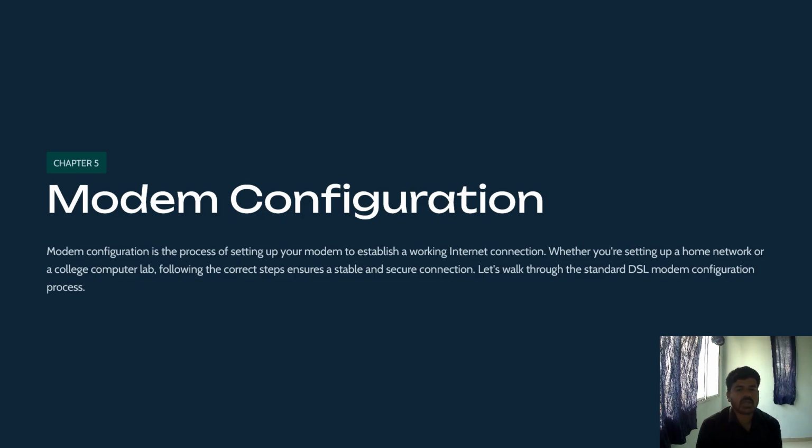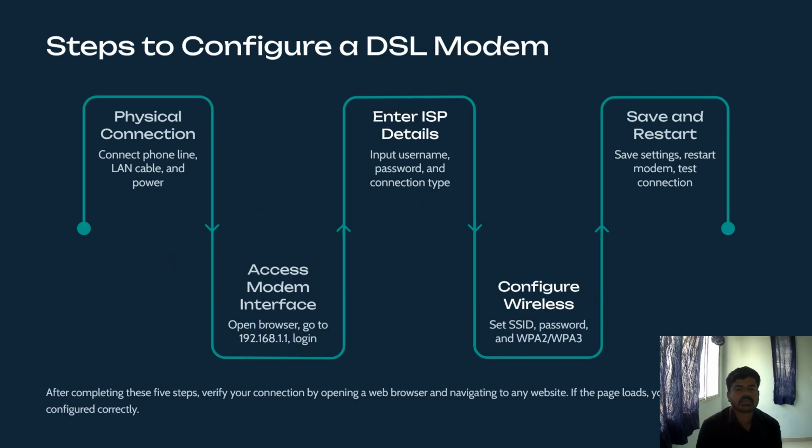Next, modem configuration. Now the practical part. Let's see the steps. Step 1, physical connection. Step 2, access interface. Step 3, enter ISP details. Step 4, configure wireless. Step 5, save and restart. After that, test the connection.